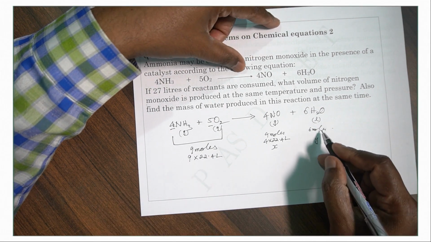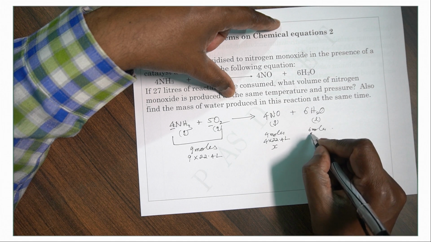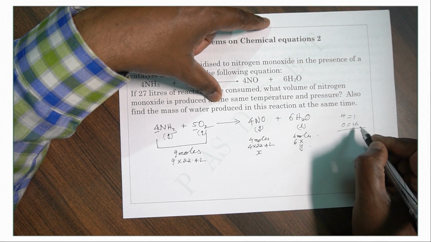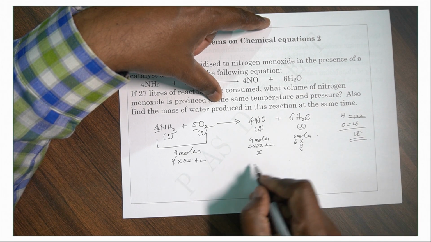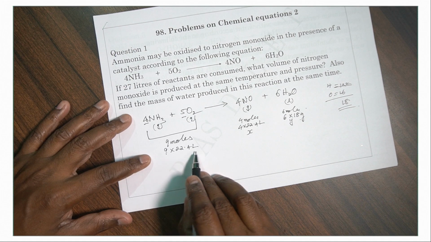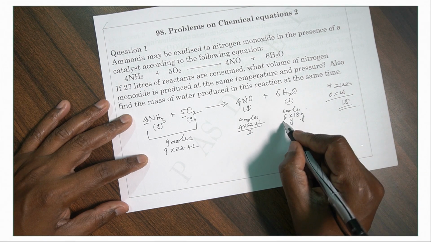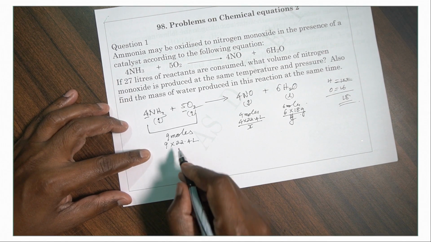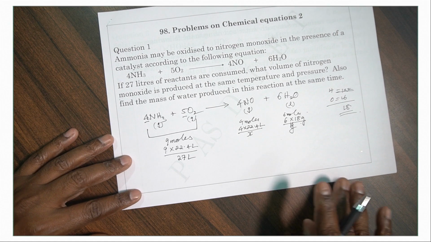And this side we have water. Here the mass of water is Y. 6 moles means 6 into the molecular mass of water. Hydrogen is 1, oxygen is 16, so 2 into hydrogen is 2, plus 16 is 18. So we have 6 into 18 grams. So this is the ratio: 9 moles, that is 9 into 22.4 liters, and 4 moles, 4 into 22.4 liters upon X, 6 into 18 grams upon Y, and here we have 9 into 22.4 liters, and what is given, 27 liters of reactant. Okay, so this is the situation.